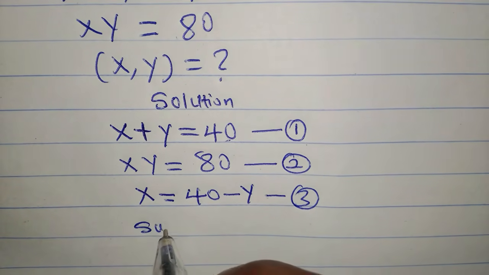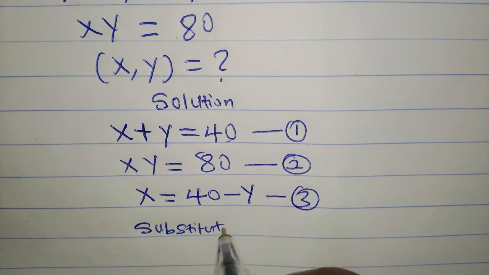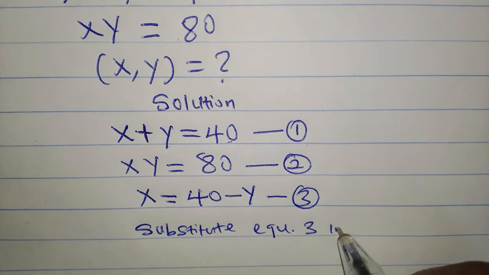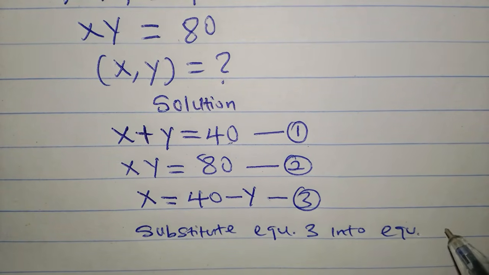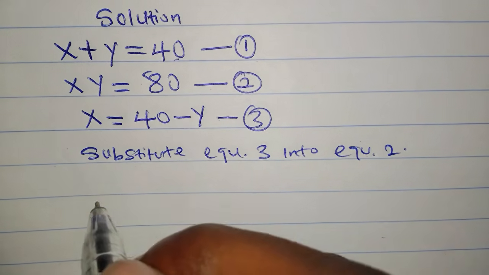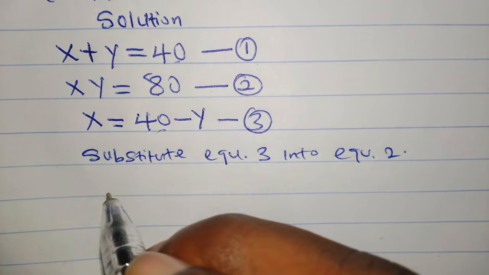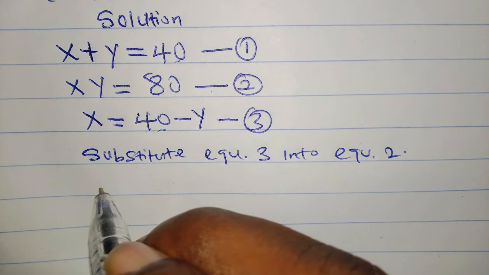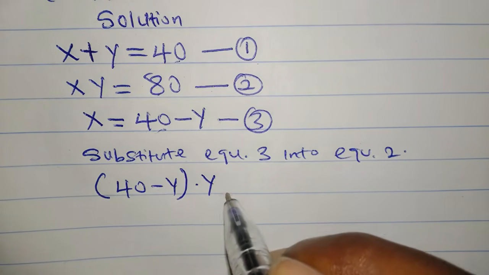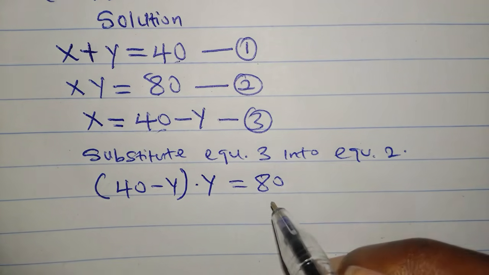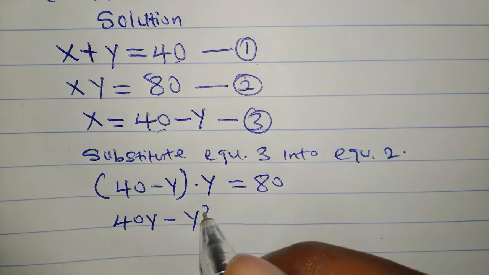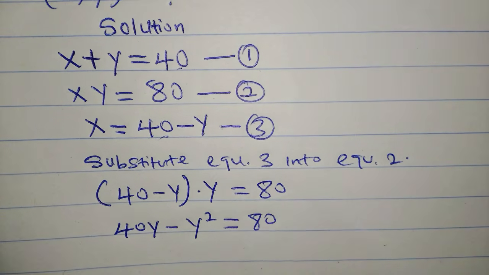So say substitute equation 3 into equation 2. Okay, having this now, what are we simply going to do? So this is equation 3, this is equation 2. So we're going to say, open bracket, 40 minus y, close bracket, times y is equal to 80. Okay, if we open the brackets, we are going to have 40y minus y square is equal to 80.